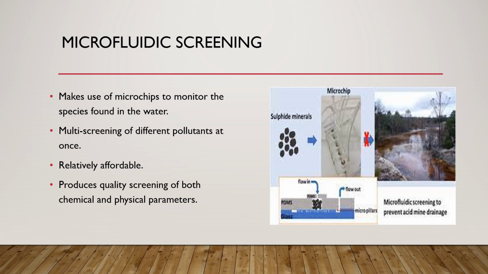Here's a figure that shows how this method actually works. It detects any form of pollutant using a microchip and gives off a warning to the system before allowing the water, or rather the pollutant itself, to pass into the main water system.